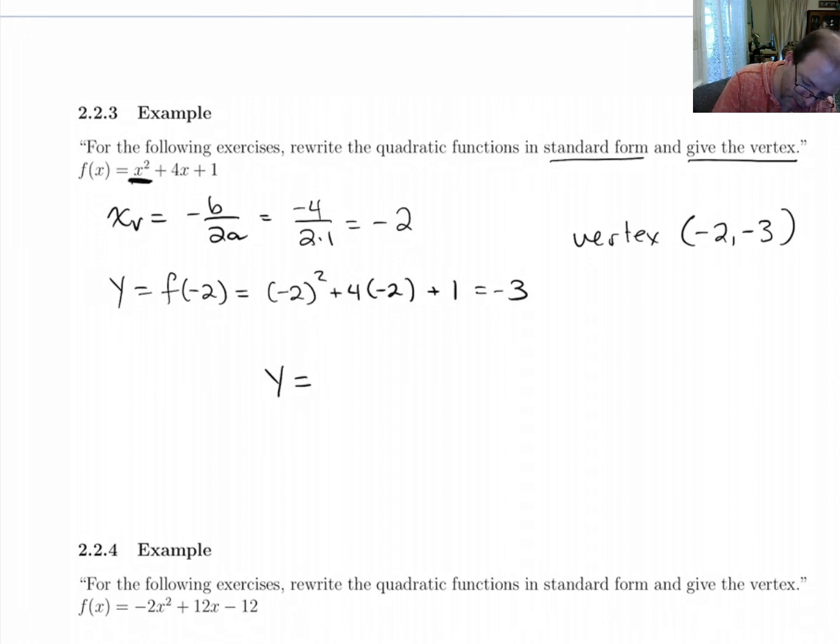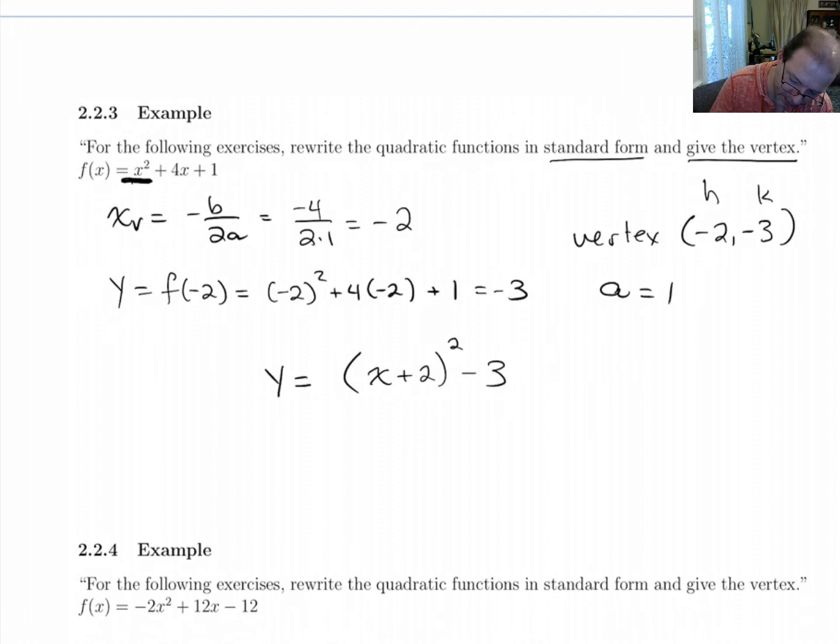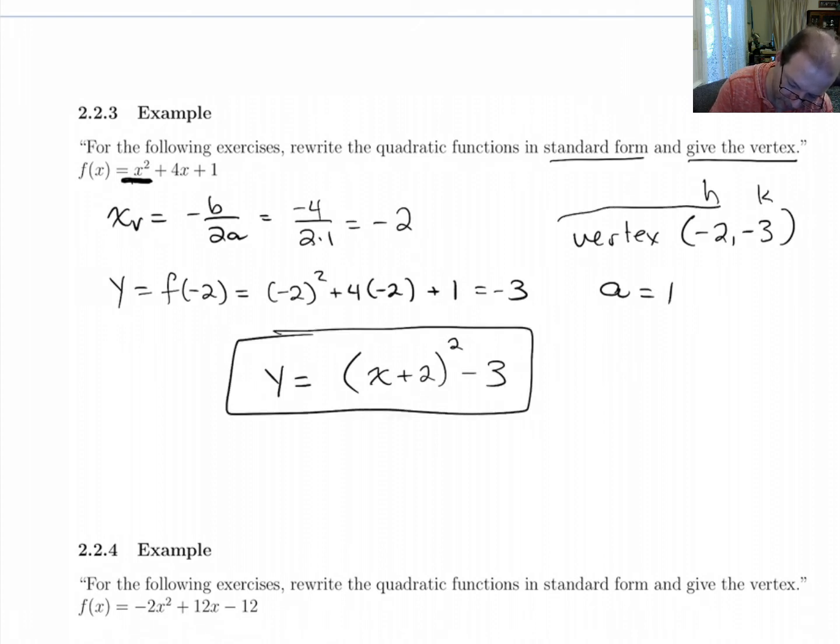So the standard form here is going to be y equals a. I can go back up here and pull my a off of here. A is 1. So this is going to be x minus negative 2, and then plus k. So that's the easiest way to do this.